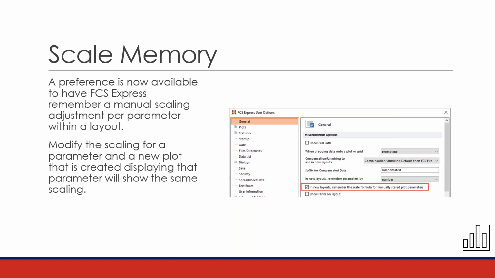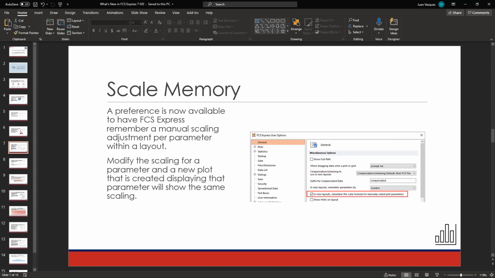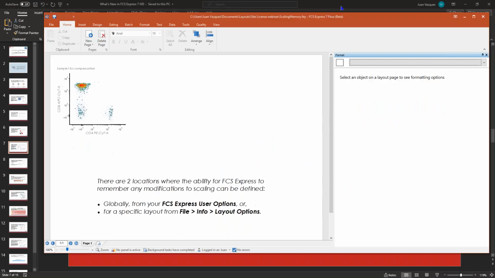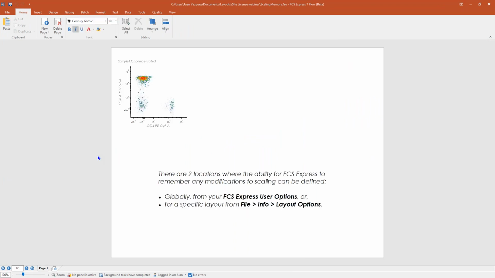So now we have preferences in FCS Express that will allow the layout to remember the scale formula that was used for any manually scaled plot parameters. So for example, okay. So what we've done is we've added new preferences to this information.